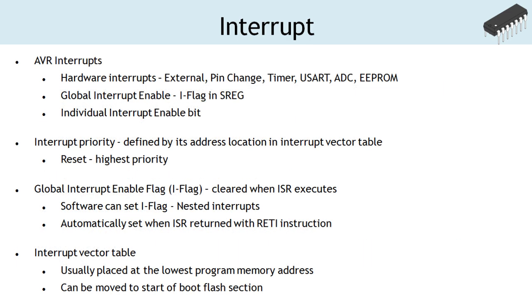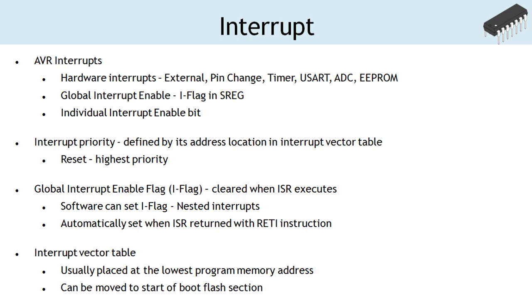The AVR core defines several different interrupt sources. Reset is also an interrupt. The Atmega 328 provides two external interrupts, 23 pin change interrupts, and interrupts from several sources such as timer, USART, analog to digital converter, EEPROM, etc. An individual interrupt enable bit is associated with each interrupt. This bit is used to enable or disable a particular interrupt.